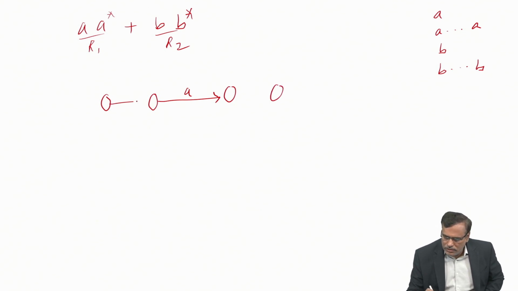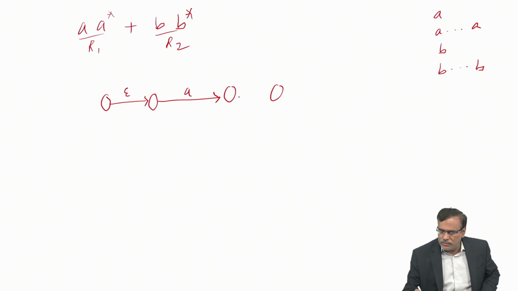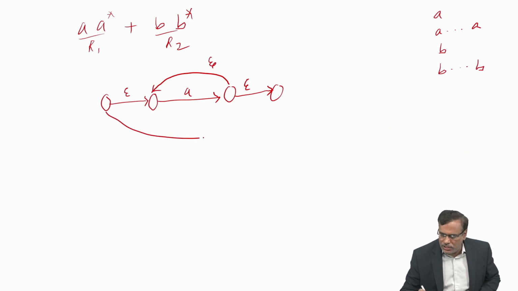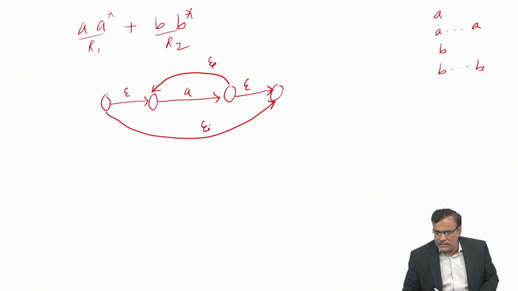From new to old start state with epsilon, and also old final state to new final state on epsilon, and also from old final state to old start state on epsilon, and also a transition on epsilon from new start state to new final state. This is A star, right?